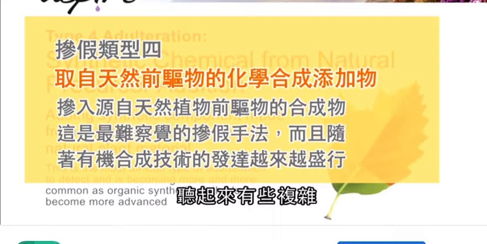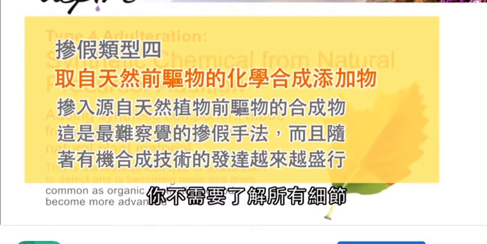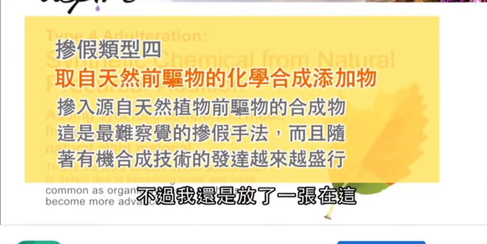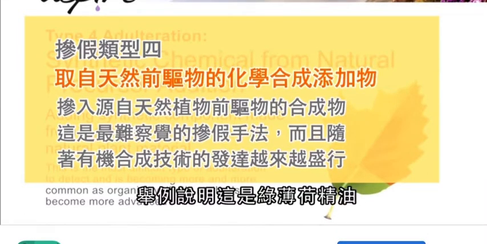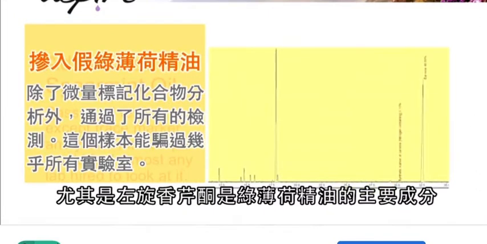Now that sounds complicated, but it's really not that. You don't need to know the details of the processes that go on, but I've put one up here. In the case of spearmint oil, for example, carvone, L-carvone in particular, is the main component in spearmint oil.